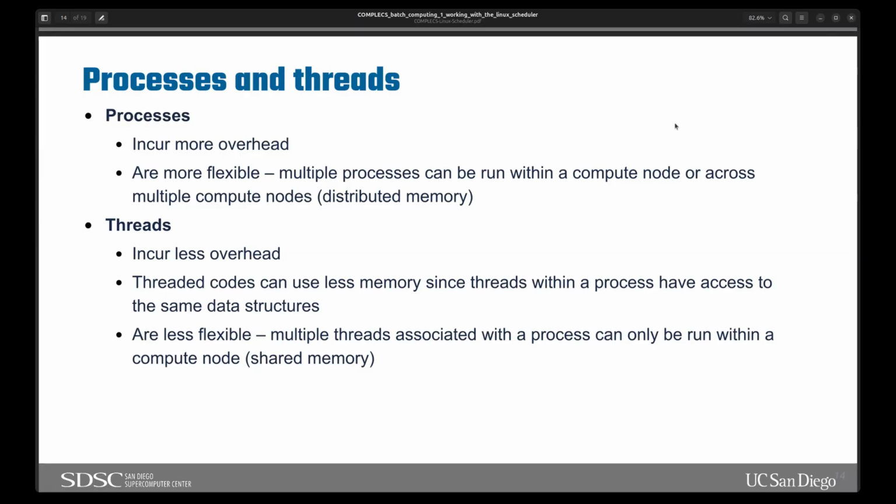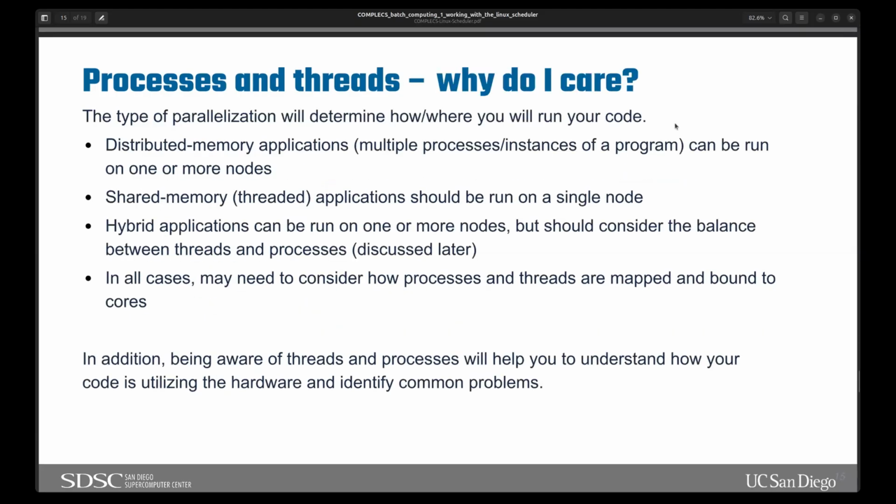But there's usually less overhead, and threaded codes are usually easier to create with a lot of the application programming interfaces that are out these days. And so it saves on memory, obviously. So that's the advantage and disadvantage of the two types of models, distributed and shared. So again, why do we care? Distributed memory applications are the types of applications you can really scale across multiple nodes.